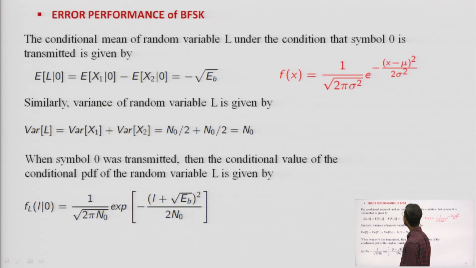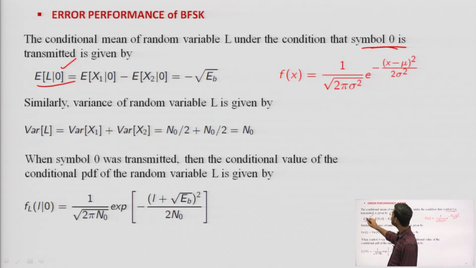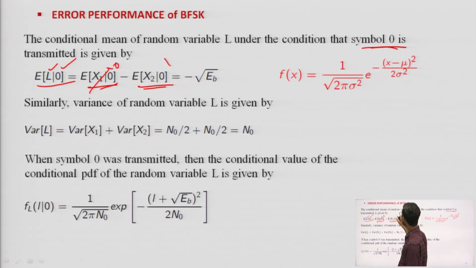Similarly, the conditional mean of random variable L under the condition that symbol 0 is transmitted. Before, we saw symbol 1 was transmitted, and now symbol 0 is transmitted. So, what is the expectation of L given 0? That is E of x1 minus x2 given 0. The value of x1 is 0, and the expectation of x2 when 0 is transmitted is root EB. So, 0 minus root EB, that is minus root EB.